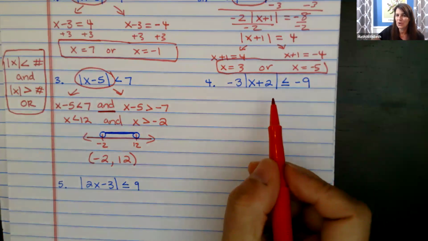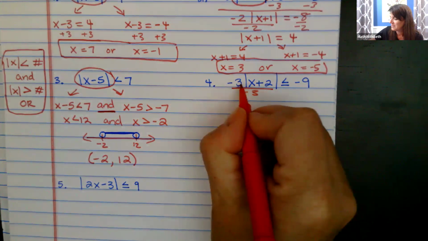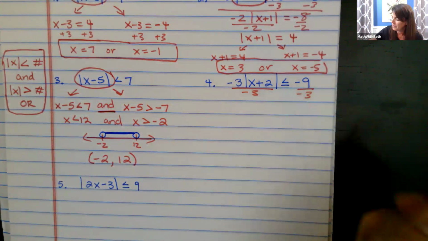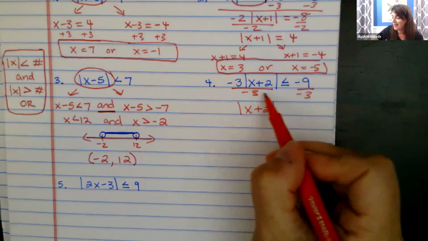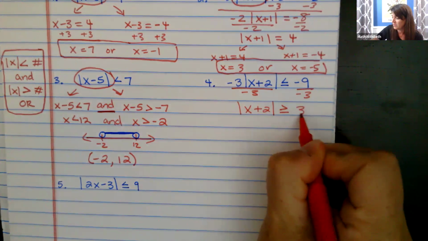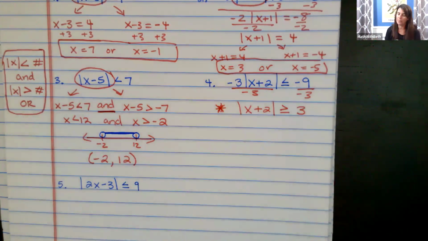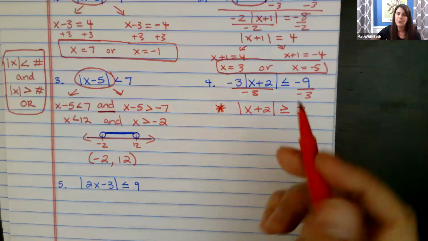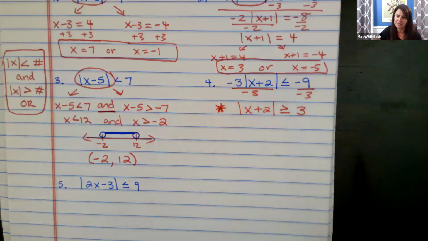So number 4, there's just one extra step. That's getting rid of that -3 in the very beginning. And since that -3 is being multiplied, I'm going to divide it. And since I'm dividing by a negative, I need to remember that I have to flip this right away before I even get started. So I'm going to put a star here because this is like the real start of my problem. I moved anything that was in the way so that now the absolute value is by itself.